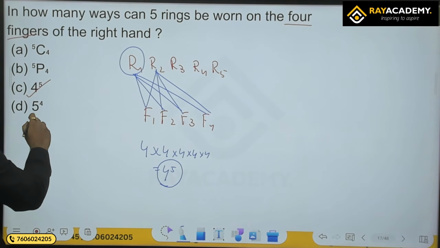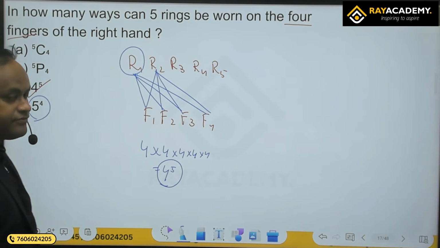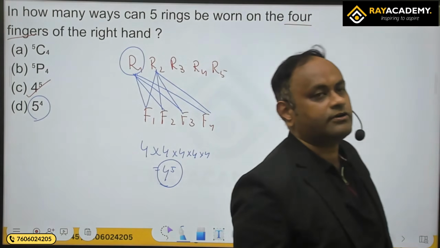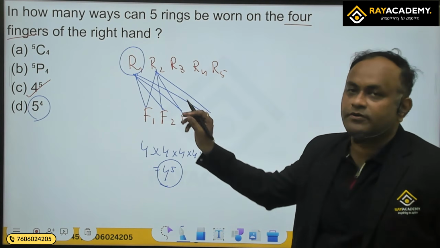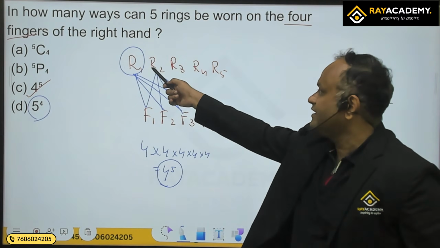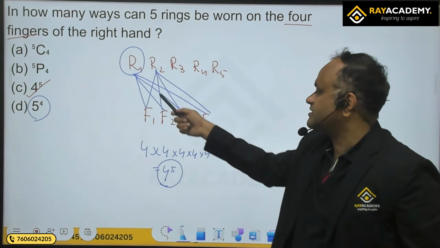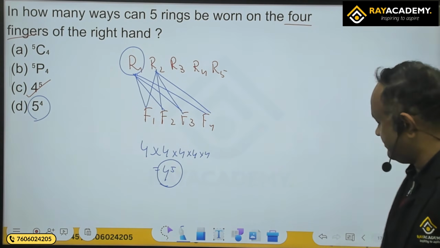Of course there is also 5 to the power 4 that will confuse you. So here think about which part is moving: you are moving the ring, not the hand. So you are moving the ring, and that thing you have to take into consideration. That is why it is 4 to the power 5.